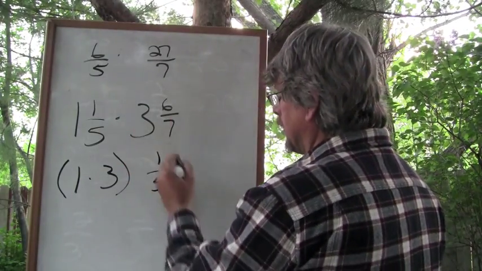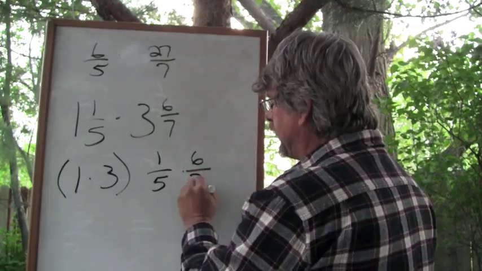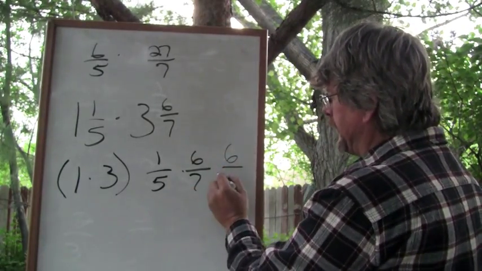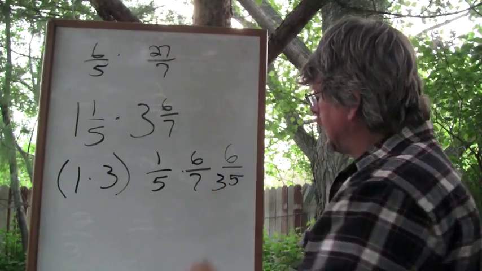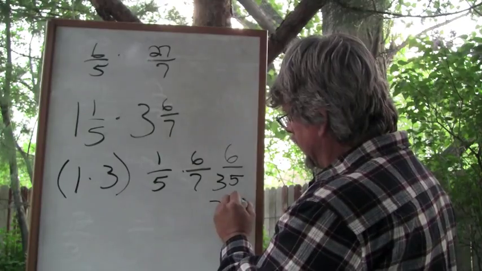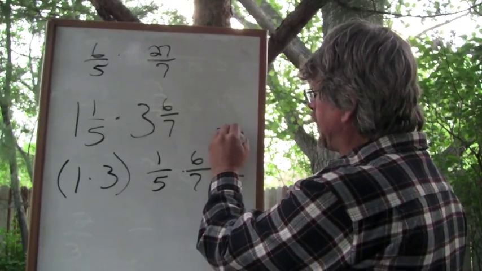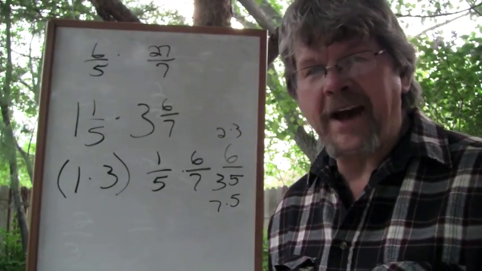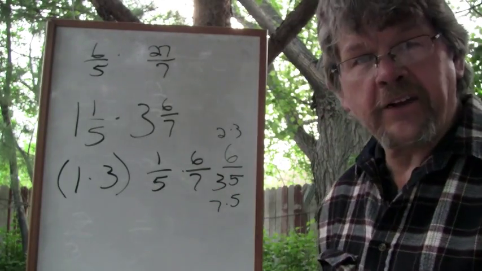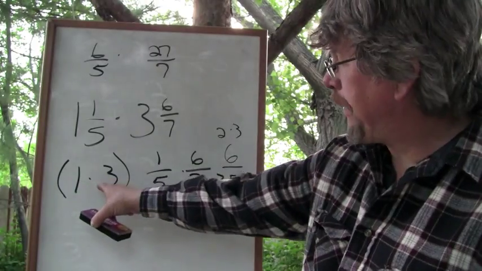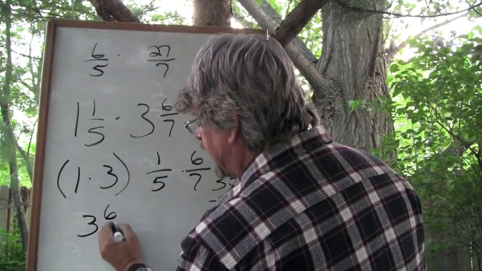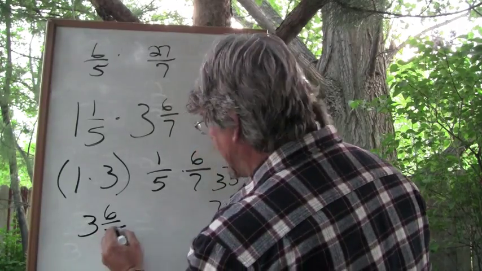1/5 times 6/7. And now you have 6/35. Can this reduce? 35 is 7 times 5. 6 is 2 times 3. So there are no common factors, so that won't reduce. So our fraction is 6/35. Add that to 3 times 1. You have 3 and 6/35.